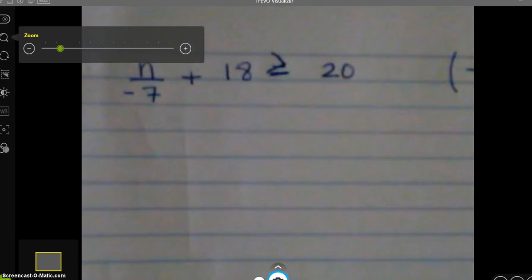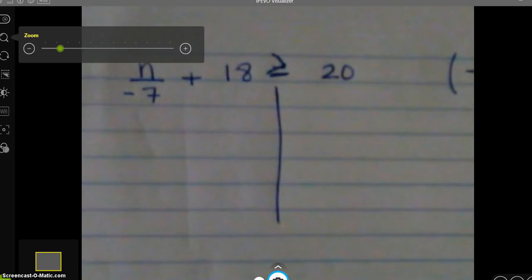Hey guys, I wanted us to do one quick inequality before we do our quiz, because remember there's several ways they can ask for answers. So write this down: n over negative 7 plus 18 is greater than or equal to 20. Okay?